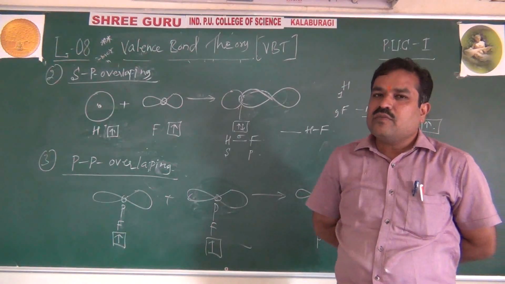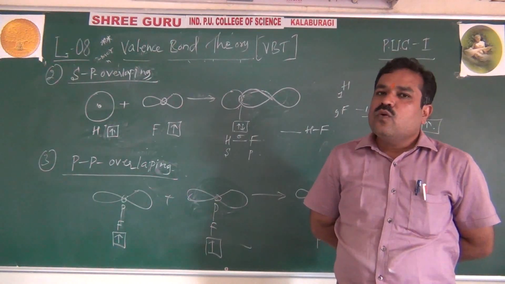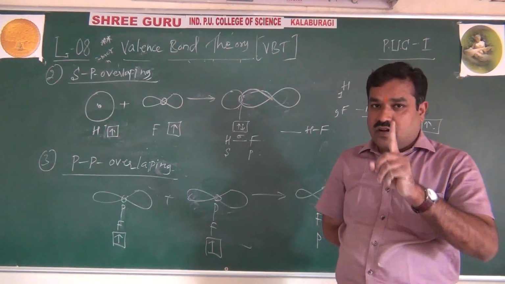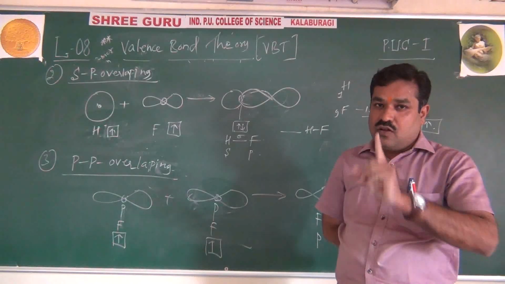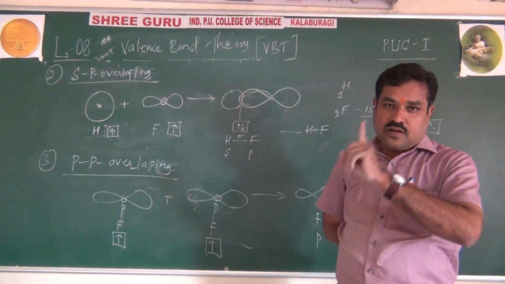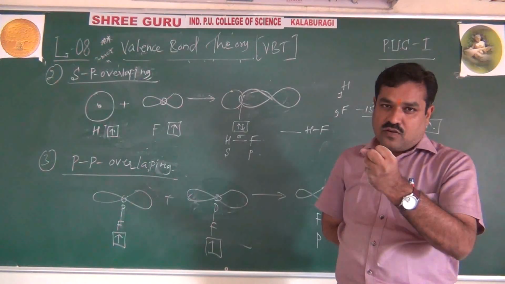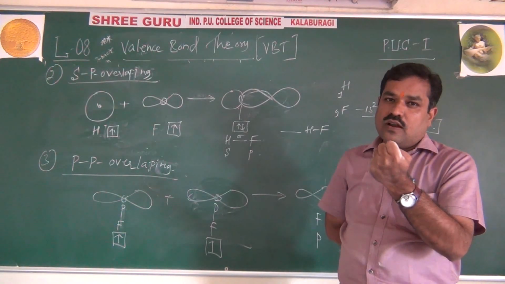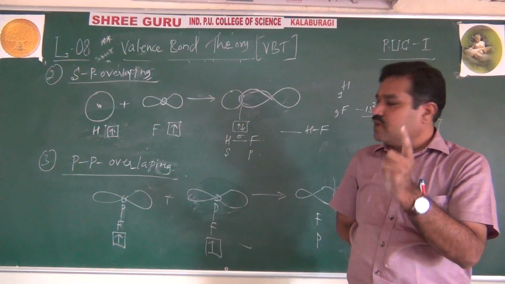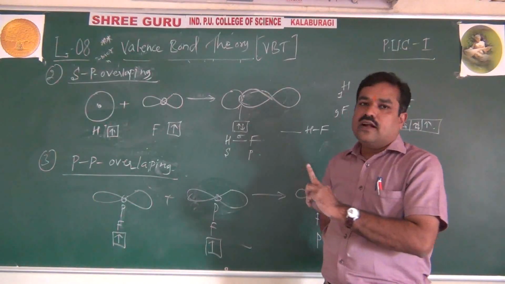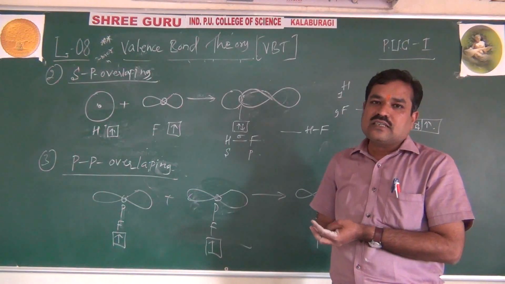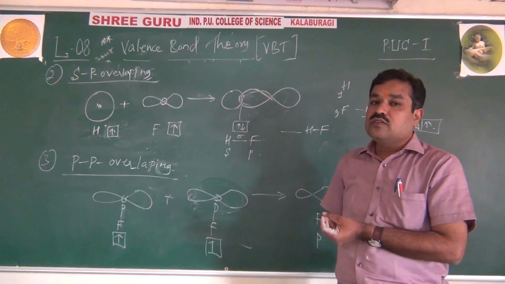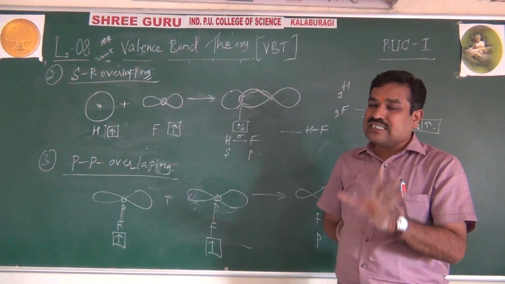That means 1s atomic orbital of hydrogen will overlap with 2pz orbital lastly. I told you the condition, half filled only, not completely filled. 2pz of the fluorine atom and 1s atomic orbital overlap along the internuclear axis and form SP sigma overlapping. Like this, 2pz of the two fluorine atoms overlap along internuclear axis or head-on overlapping and form PP sigma overlapping. It is only along internuclear axis.